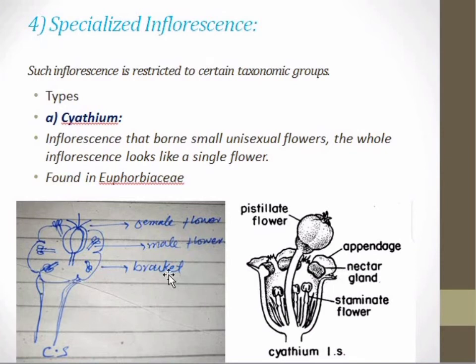So this as a whole appears to be a single flower, but actually it is an inflorescence of flowers, but unisexual flowers. Yes, so the inflorescence as a whole looks like a single flower. It is found in Euphorbiaceae, like Euphorbia, etc.